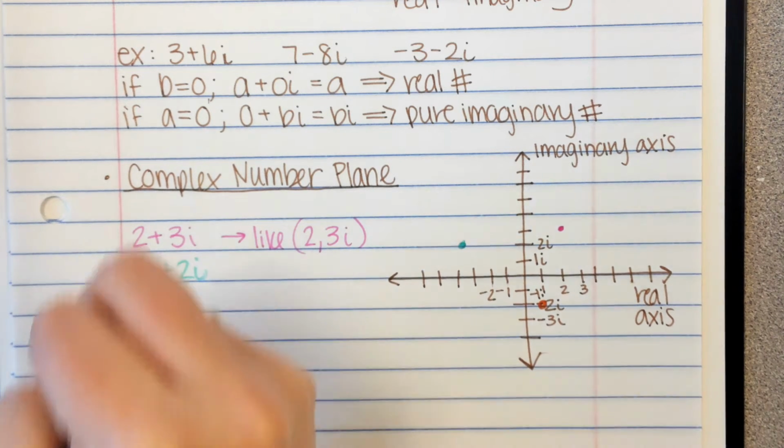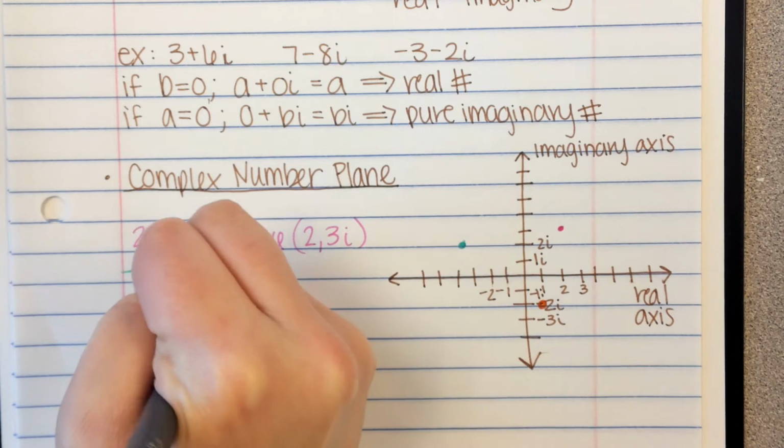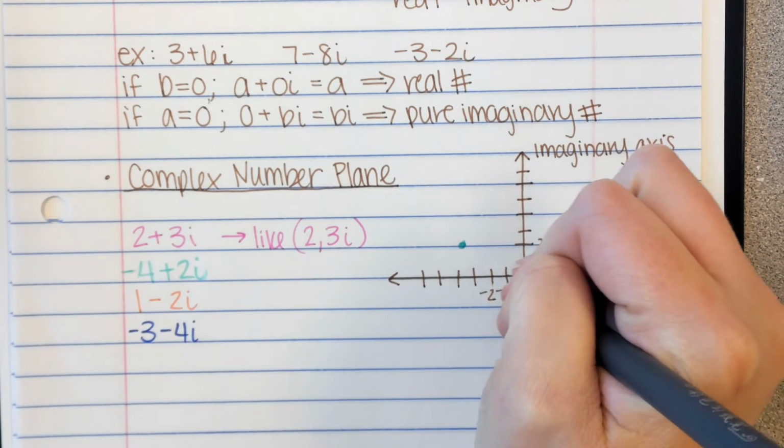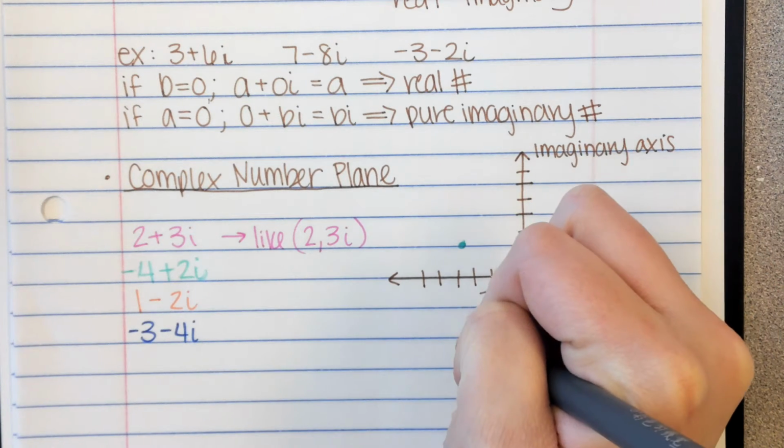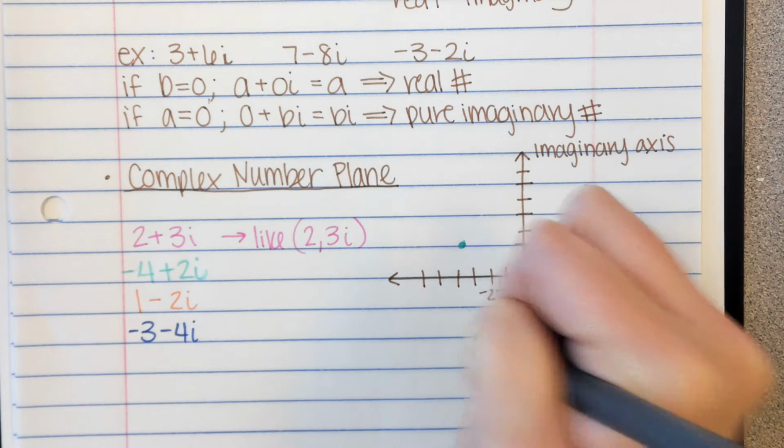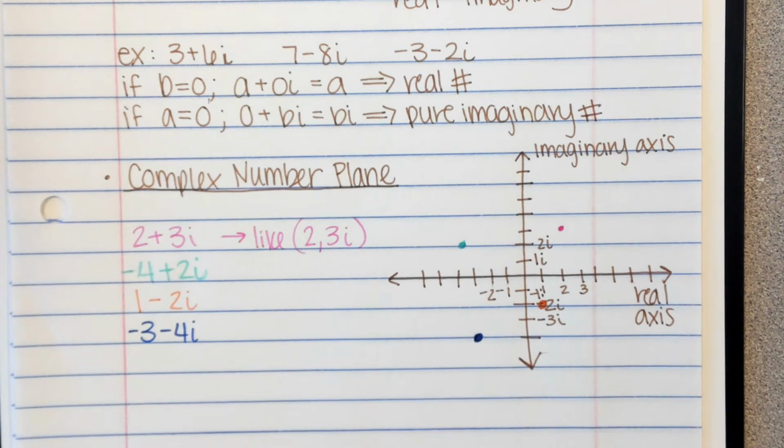And then last, let's do negative 3 minus 4i. So you go to negative 3 on the real and negative 4i on the imaginary. So you're treating the real number like an x coordinate and the imaginary number like a y coordinate and graphing those on the complex number plane.